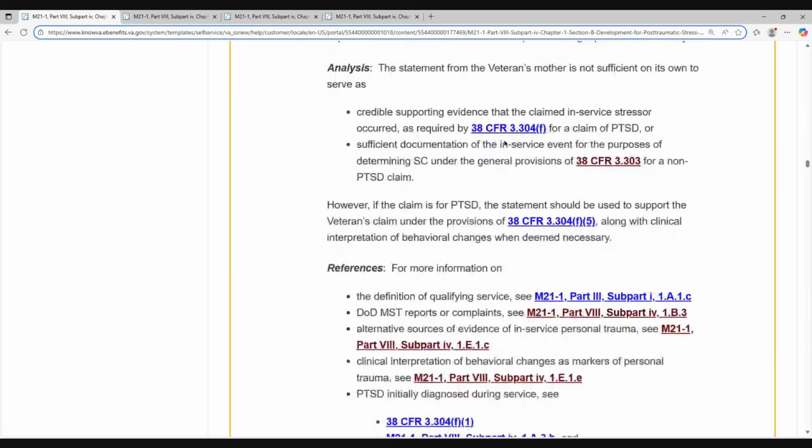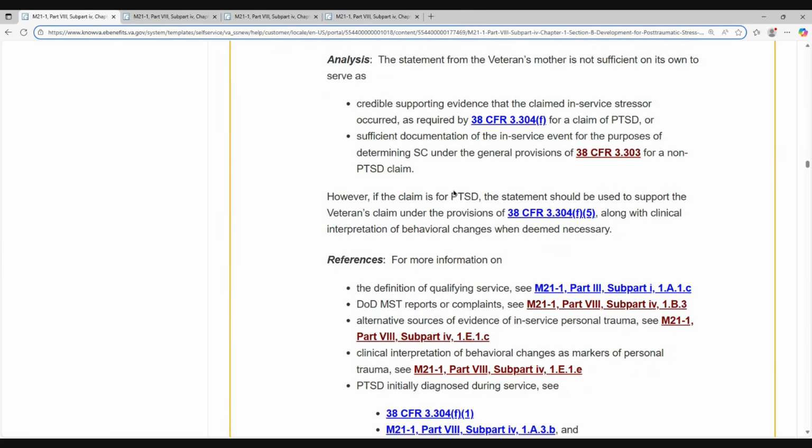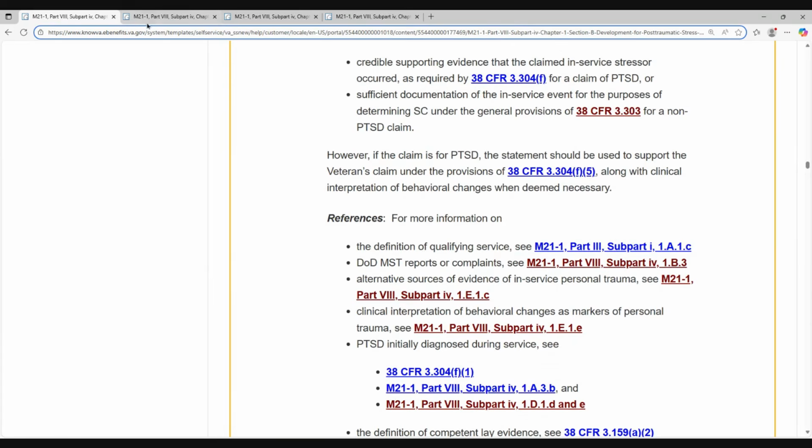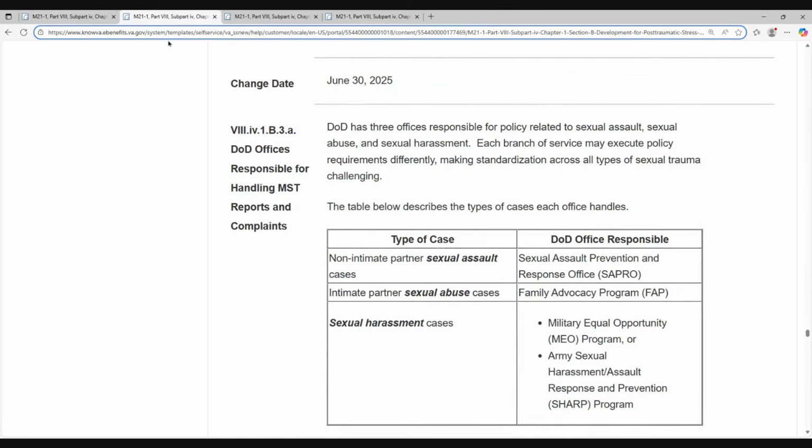Okay, I made a generalization there. So the service member reached out to the mother. The act of reaching out to the mother will actually be counted under the behavioral marker section for the subjective portion of the stressor assessment. Okay, so let's go ahead and move on to that right now.